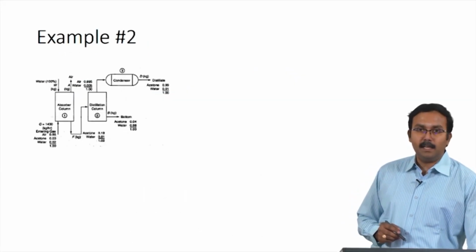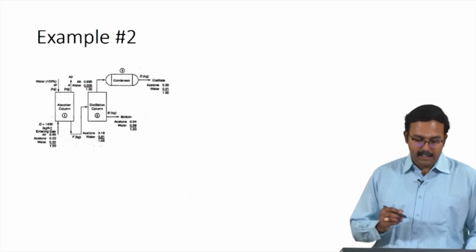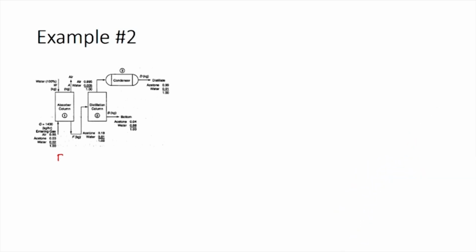As in any material balance problem, the first step is to identify a basis. So, here we will use a basis of 1 hour because the problem statement asks us to calculate the mass flow rates, masses per unit hour. So, we have used 1 hour as the basis, and let us continue with solving the problem. As I explained earlier, we will use unit 1 as the system to start with. We will write a balance for unit 1 which is the absorber column.